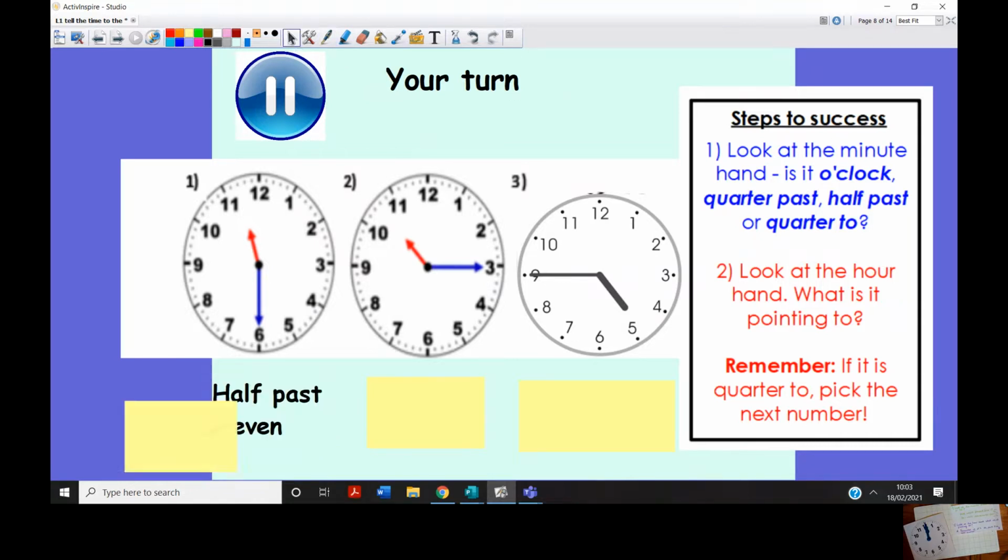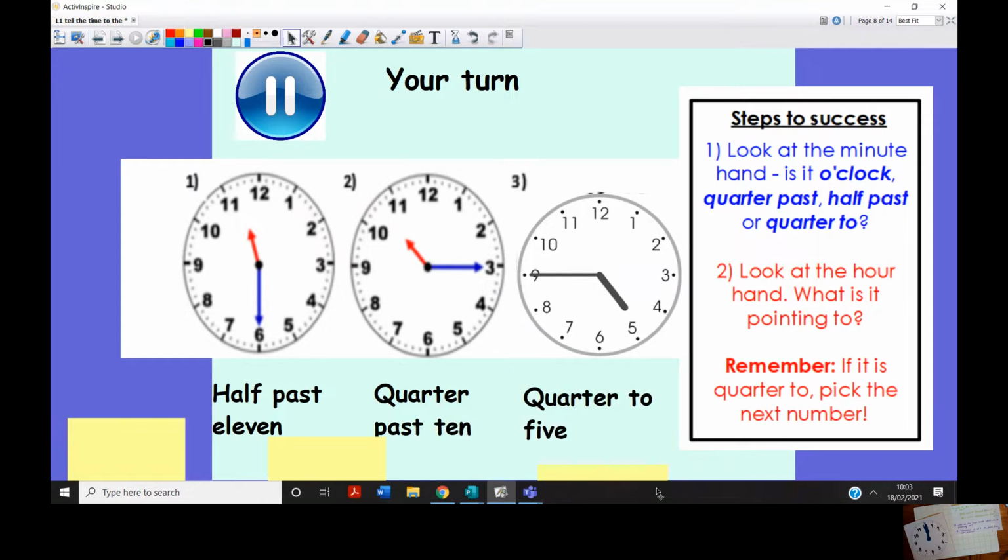So the first one, 11:30. We can see here it is pointing at halfway around the clock. The next one, 10:15. So it's moved a quarter of the way around the clock. And here's our tricky one. So remember, it's moved 3/4 of the way around the clock. So it's only a quarter of an hour until the next hour. And the next hour here is 5. It's going to be quarter to, and the 2 ones that we're going to need to practice the most.